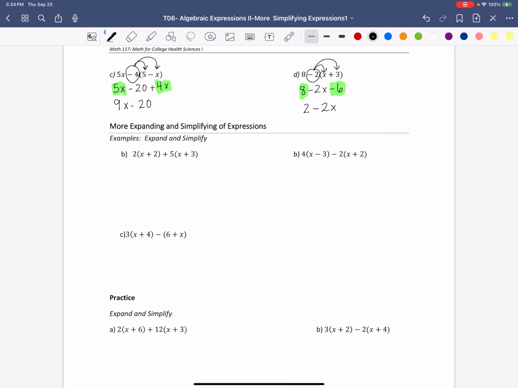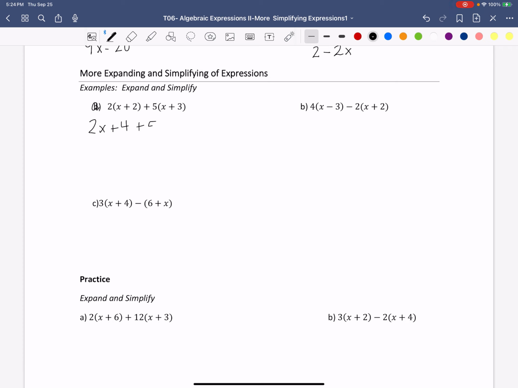With these next set of questions, you'll notice that there is more than one bracket. So we just have to distribute more than once. For this first example, which should be example A, not B, so let me fix that. That should be an A. We're going to distribute that 2 into the first bracket and then distribute the 5 into the second bracket. So we get 2x plus 4 plus 5x plus 15.